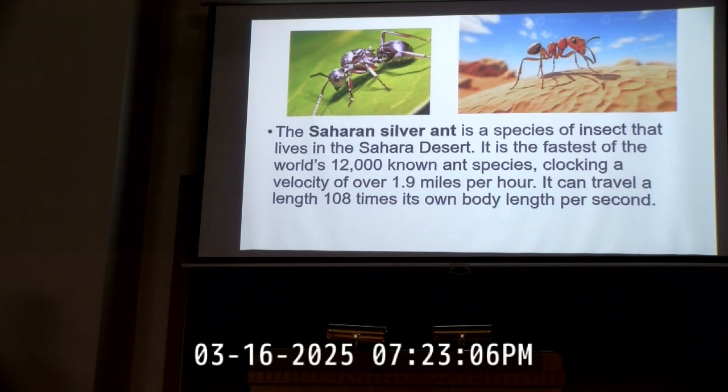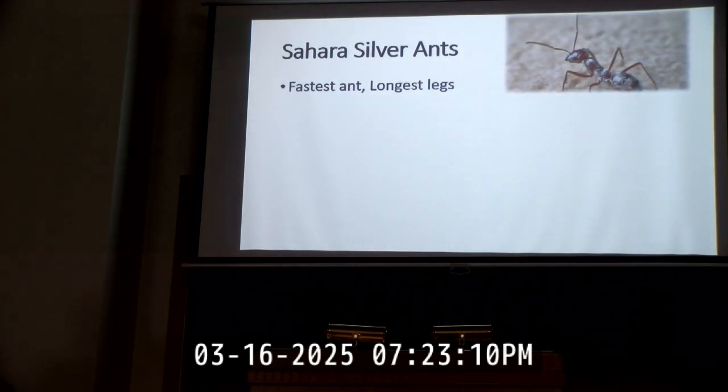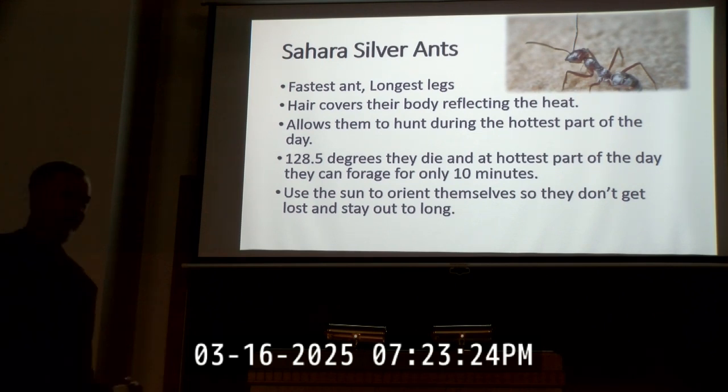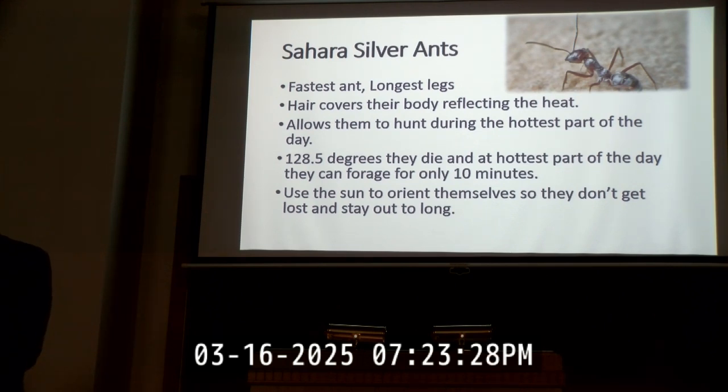Now, they need to do that because they're living in a location where, they're the fastest ant, they have the longest legs, the silver comes from, they reflect. 128.5 degrees is the average temperature in the Sahara Desert where they live. In order to not fry when they go out to forage, you don't stand on sand that's hot very long without cooking. All right?